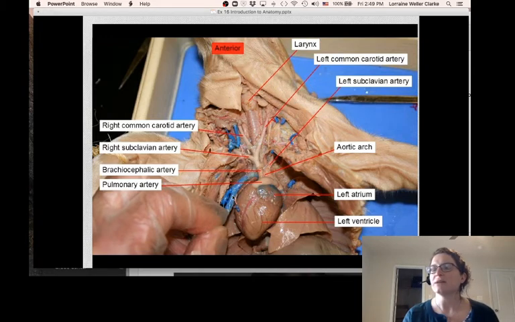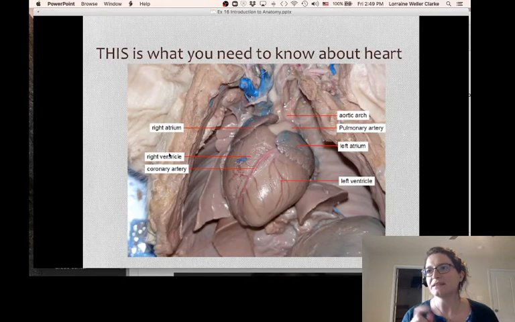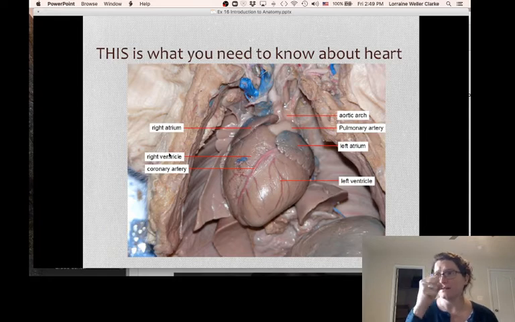We'll worry about the heart in a minute. You don't have to remember that this is the right subclavian artery, but this is what you need to know, okay? Here's the heart. Heart's pretty easy to see, okay? Big, big, big. Your heart is just a little bit bigger than your fist, okay? One of the larger organs in there. You should know about the atrium, the ventricle, the coronary artery, okay?